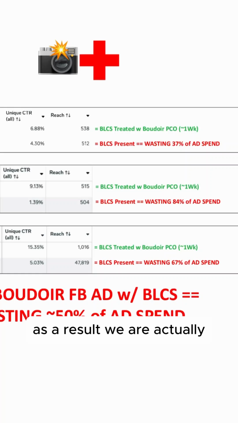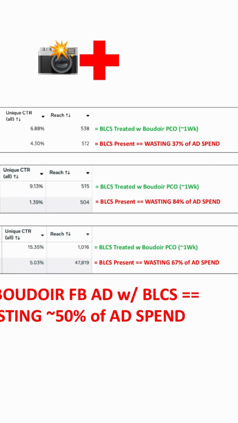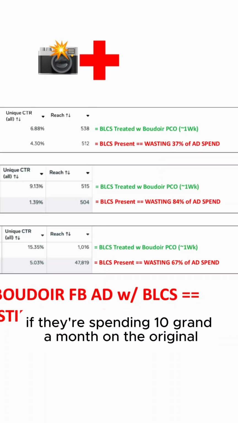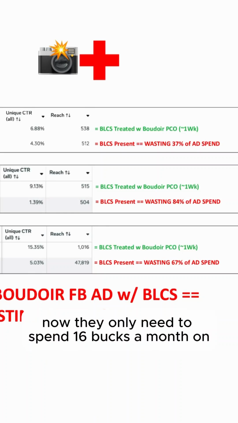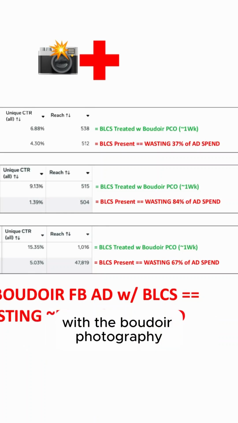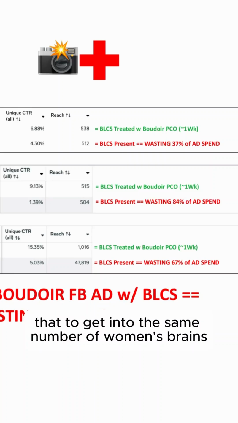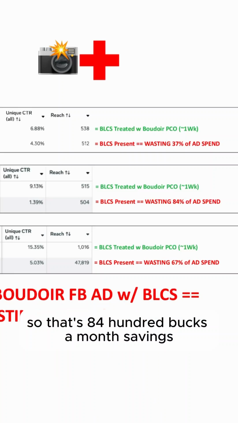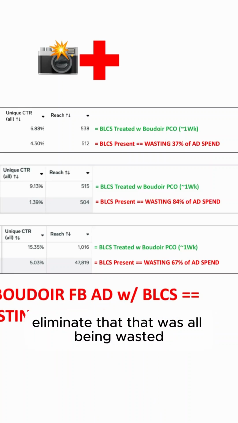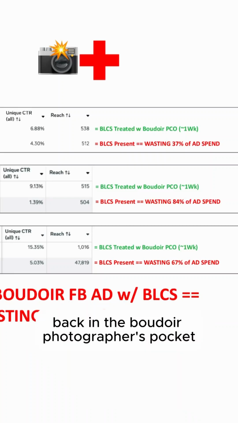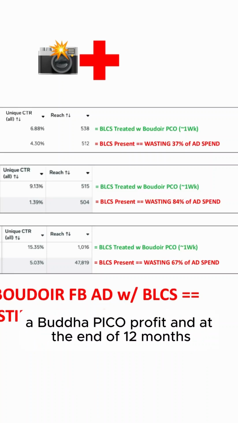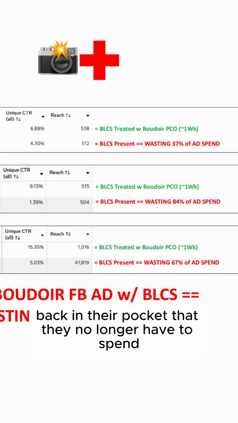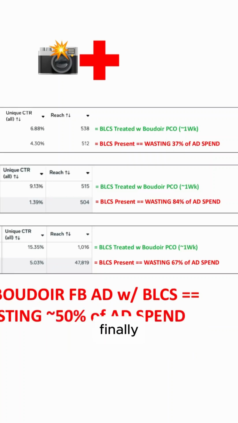And as a result, that means that if they're spending 10 grand a month on the original Boudoir Facebook ad, now they only need to spend $1,600 a month with the Boudoir Pico treated ad to get into the same number of women's brains. So that's $8,400 a month savings. They no longer have to spend, eliminate that. That was all being wasted, back in the boudoir photographer's pocket every single month. And it was like a phantom profit, a Boudoir Pico profit. And at the end of 12 months, it's like a 100K bonus back in their pocket that they no longer have to spend.